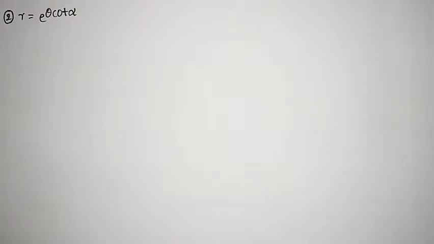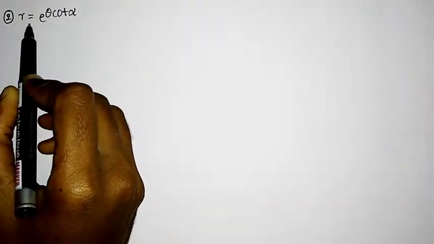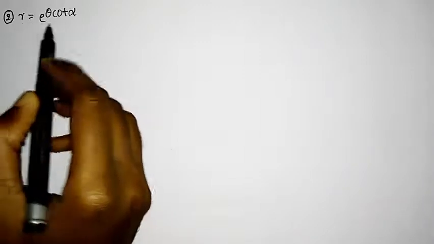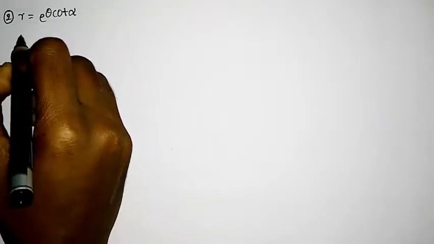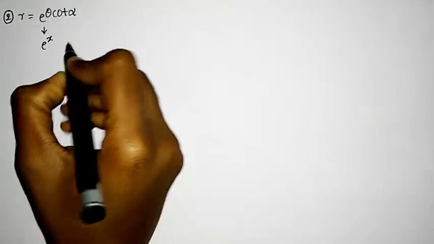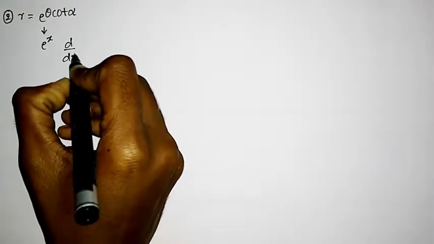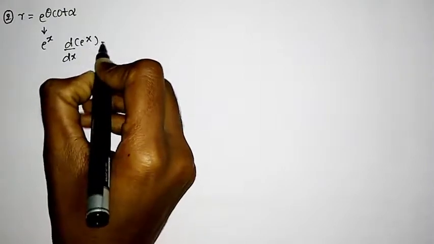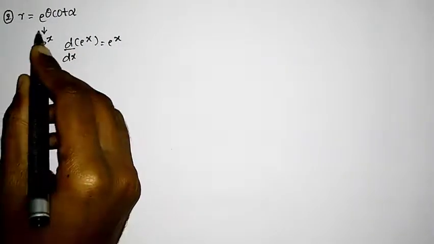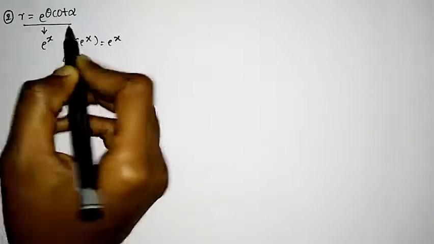Today we shall discuss the second problem on pedal equations. Here we have the equation r is equal to e raised to theta into cot alpha. By clearly observing, this equation is of the form e to the power x. As we know, the differentiation of e to the power x is e to the power x itself. Therefore, first we shall differentiate the given entire equation with respect to theta.